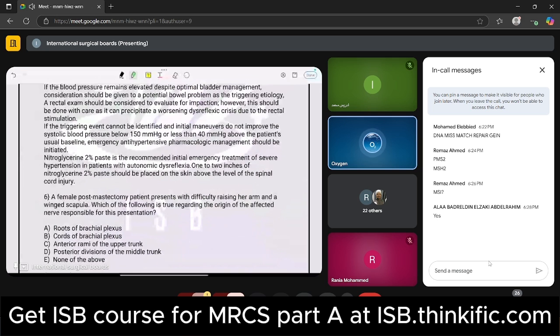A female post-mastectomy patient presents with difficulty raising her arm and a winged scapula. Which of the following is true regarding the origin of the affected nerve responsible for this presentation? Roots of brachial plexus, cords of brachial plexus, anterior rami of the upper trunk, posterior divisions of the middle trunk, or none of the above. I think it's the serratus muscle which is supplied. I'm a bit stuck. I need some help.